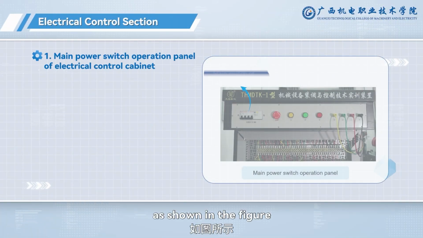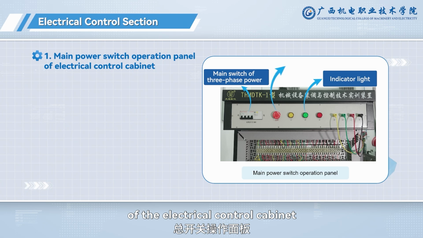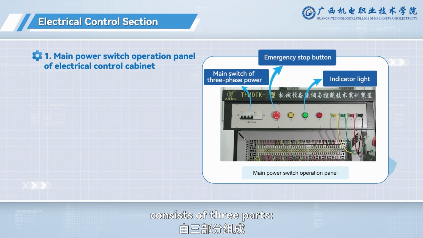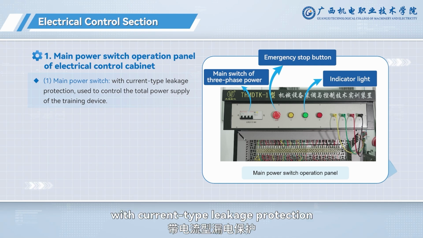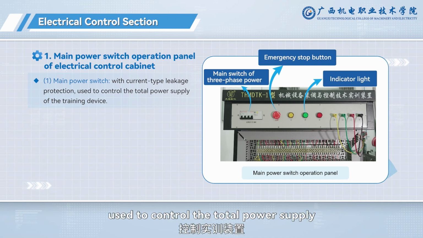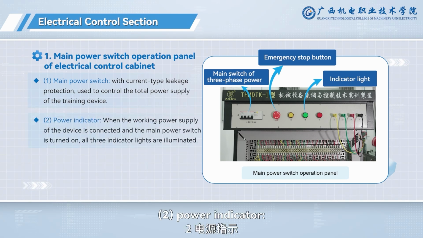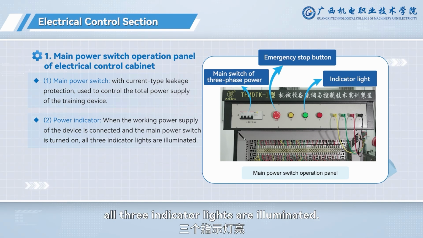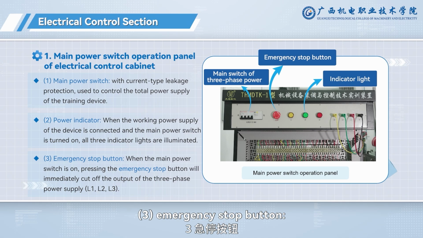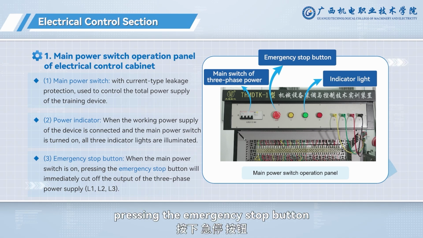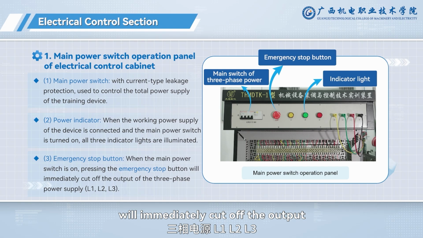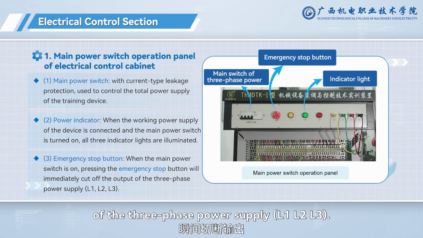As shown in the figure, the main power switch operation panel of the electrical control cabinet consists of three parts. 1. Main power switch, with current type leakage protection, used to control the total power supply of the training device. 2. Power indicator, when the working power supply of the device is connected and the main power switch is turned on, all three indicator lights are illuminated. 3. Emergency stop button, when the main power switch is on, pressing the emergency stop button will immediately cut off the output of the three-phase power supply, L1, L2, L3.